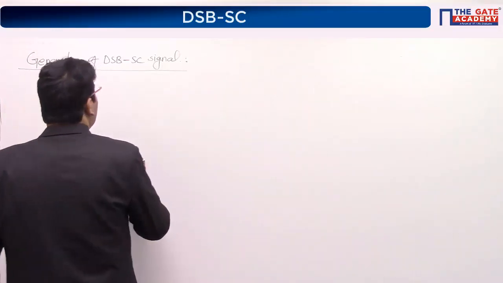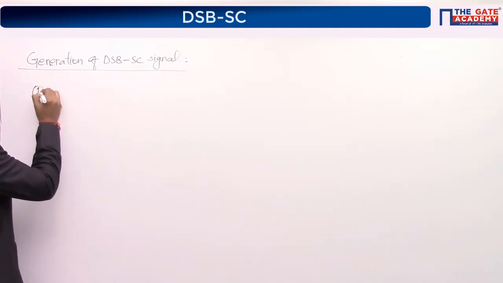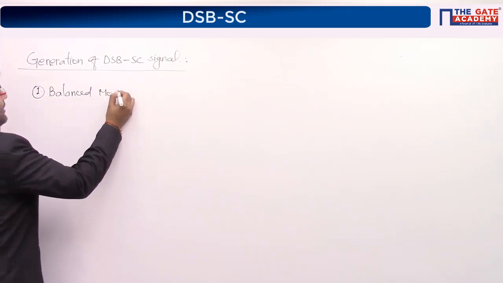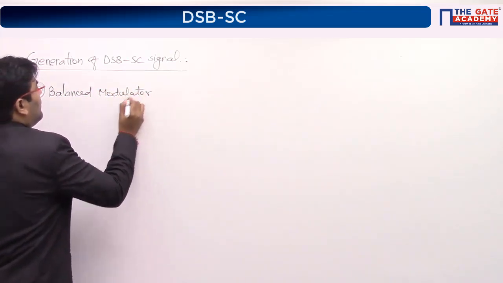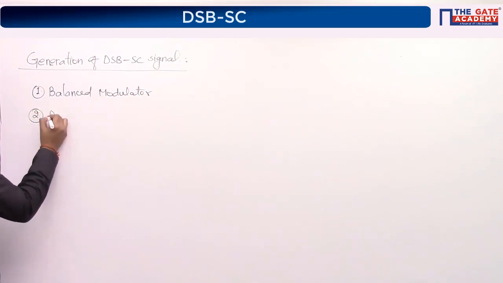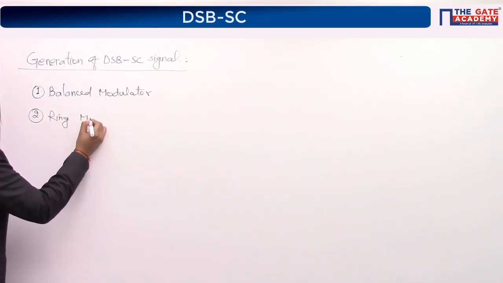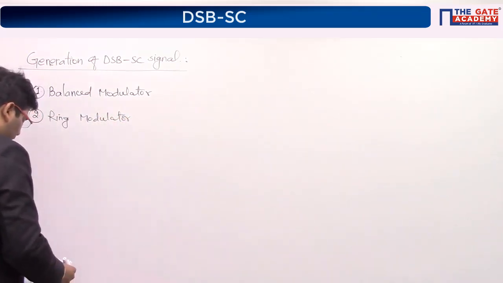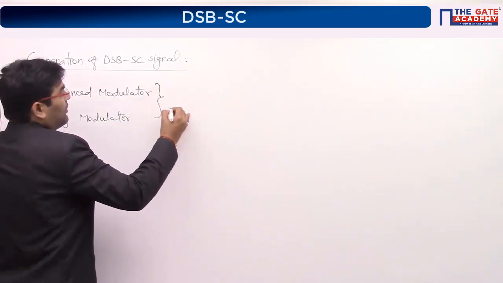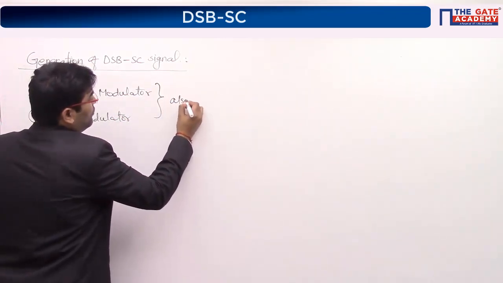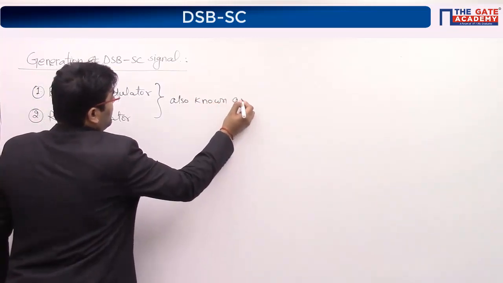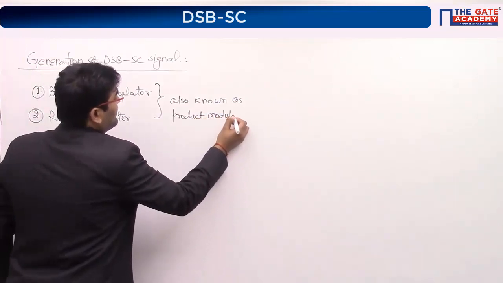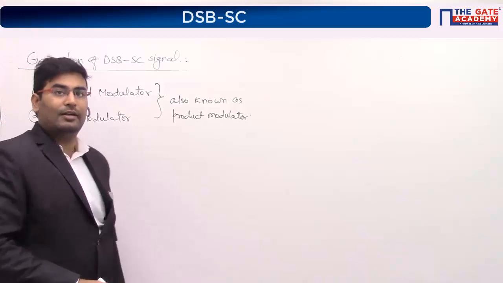So guys, for generation of DSB-SC signal, there are two important techniques. First one is the balanced modulator, which I am asking again and again. The other one is the ring modulator. This is to generate the double sideband suppressed carrier signal. These two are also known as product modulators, because they are doing the product of the message signal and the carrier signal.